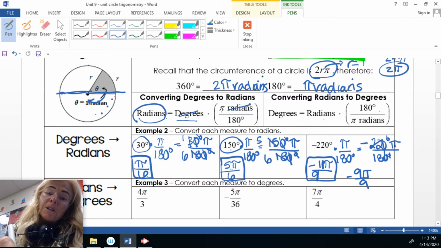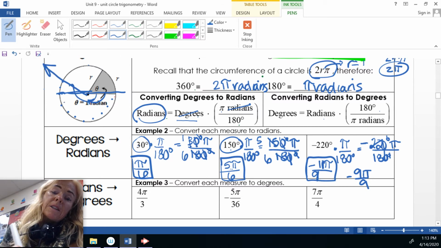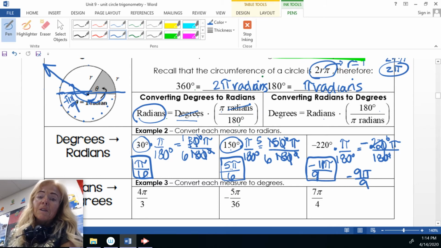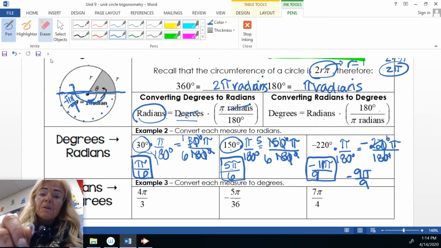So 1, 2, 3, 4, 5, 6, 7, 8, 9. And then I need to go 2 more to make 11. So that right there is negative 11 pi over 9, which is what we were asked to find on the third one. So I just wanted you to see negative 11 pi over 9 is at negative 220. Well, we've traveled 180 plus 40 more. So that's about right. And that's how radians are the same as degrees, and that's why we can convert between the two, because we can see easily that the radian and the degree are equal.